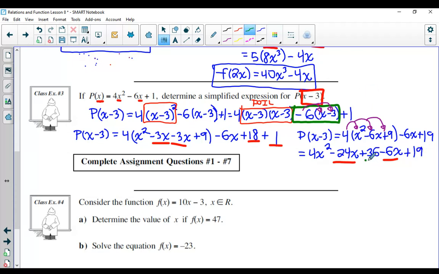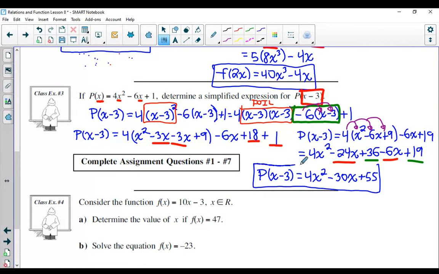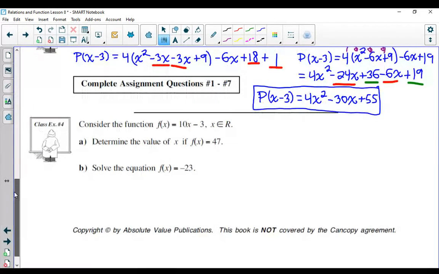Okay, and then we're going to combine these two like terms. And then I would get the function p, when evaluated at x equals x minus 3, would be 4x squared minus 30x. And then 36 and 19 would give you positive 55. Okay, so that one's a little bit trickier to do because you actually have to do some polynomial multiplication, just drawing back on knowledge from our previous unit.